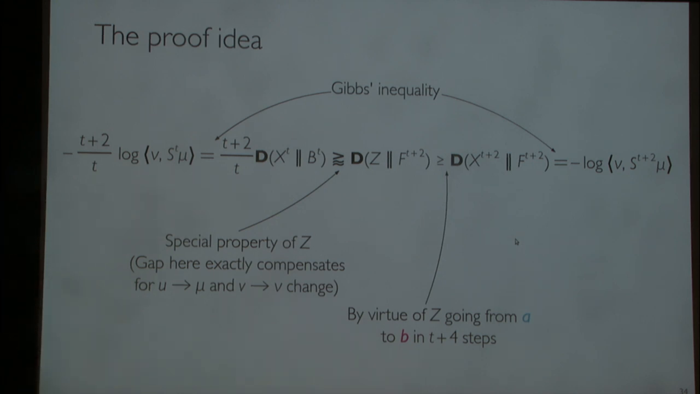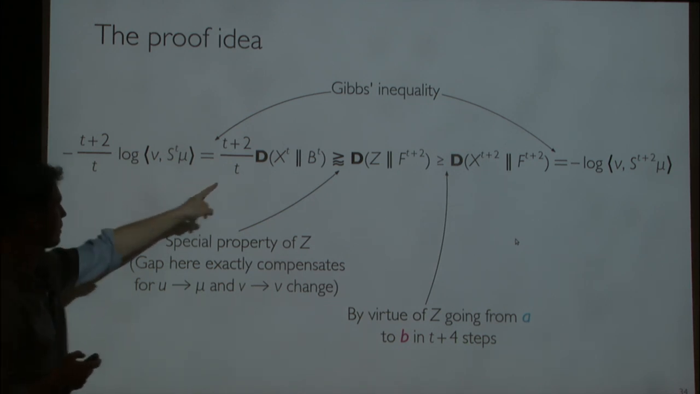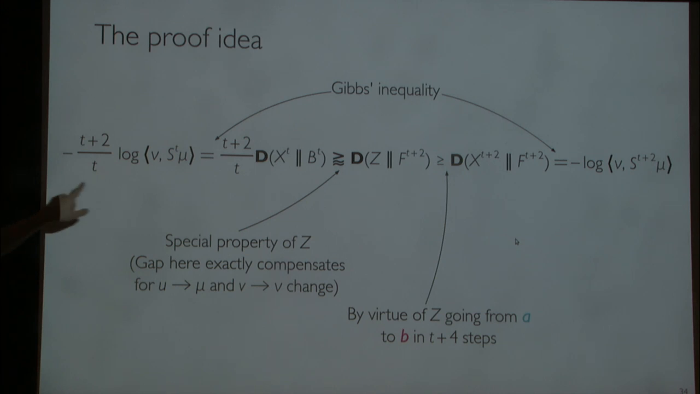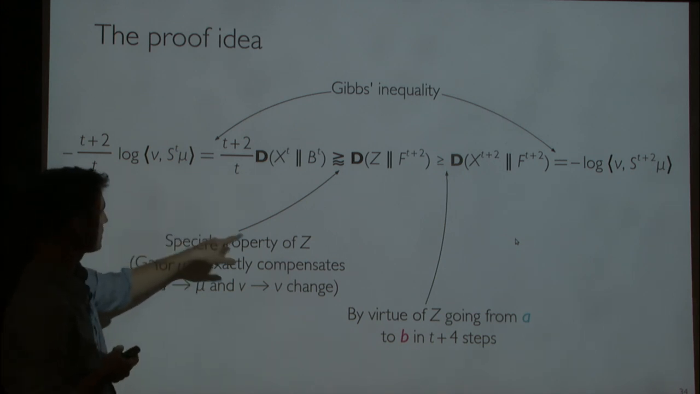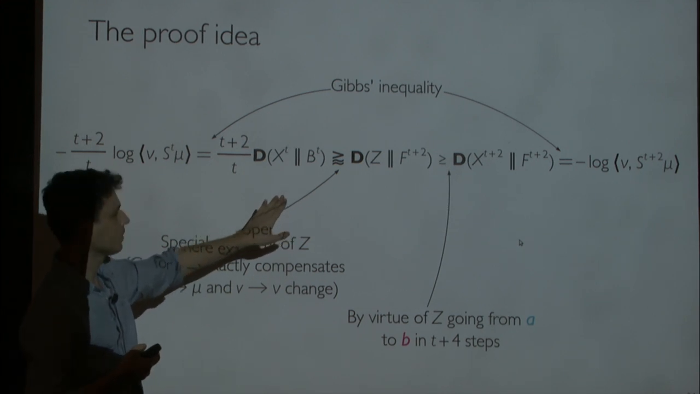So you defined z, or you did not define? This is this magical walk that we will construct, which will have these properties. So this is just by Gibbs inequality, the fact that x was obtained by conditioning on a forward walk, or likewise for the backward walk. And I just multiply. And the property of the z we construct will guarantee that inequality that we haven't seen yet.